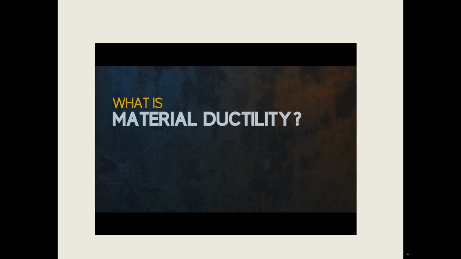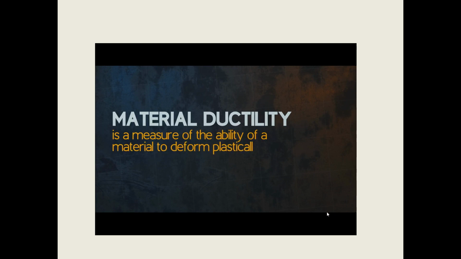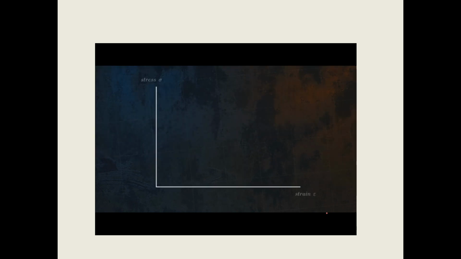I've mentioned material ductility a few times in this video, so now is probably a good time to define it properly. Ductility is a measure of the ability of a material to deform plastically before fracture. Let's return to our stress strain curve. Materials which undergo large amounts of plastic deformation before they break are called ductile materials. These materials fracture at very large strains. Mild steel and gold are examples of very ductile materials.